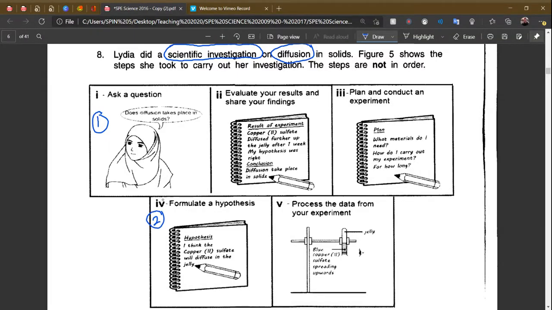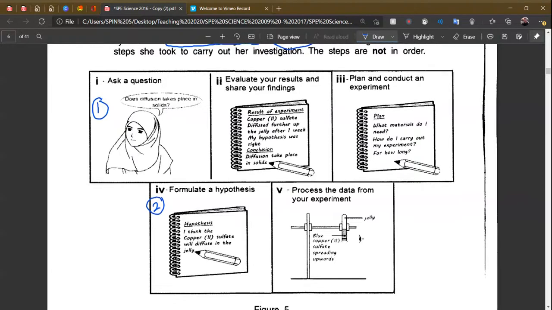Hypothesis means what do you think is the reason it happens? For example, in this one, I think the copper sulfate will diffuse in jelly. Another hypothesis could be, I don't think the copper sulfate will diffuse in the jelly. A different hypothesis is that I think the copper sulfate will diffuse, but it will take a long time. So there are many hypotheses. Hypothesis means an idea of the possible things that could happen. Okay, after you have the idea, then you start to make the experiment.